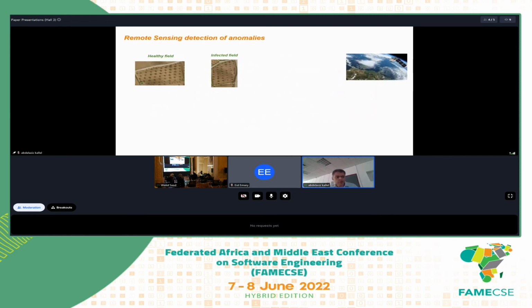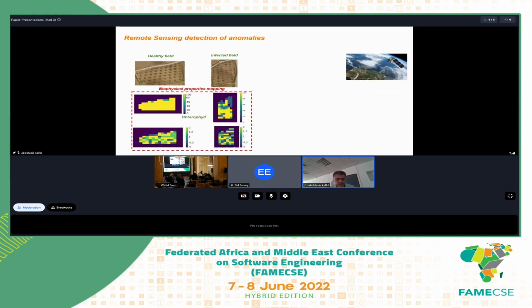Here I will show only two fields, a healthy field and an infected field, in the area nearby Monastir. Then we estimate the biophysical properties. The first row is the chlorophyll content, from 0 to 100. We can see that the chlorophyll content is maximum for the healthy field, which is good, and it is not the case for the infected field. We see the decrease of the chlorophyll content.